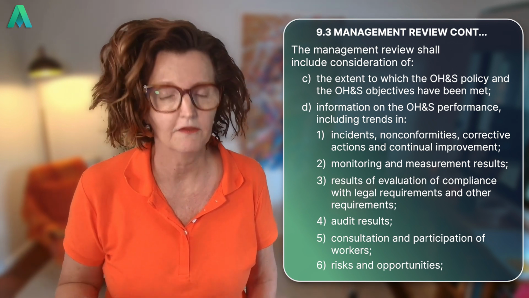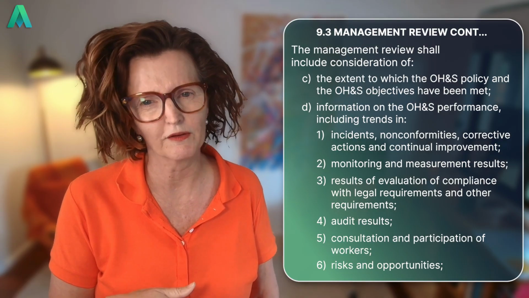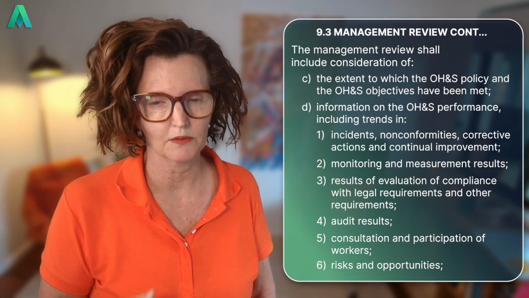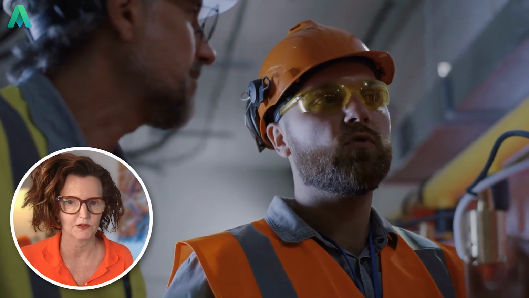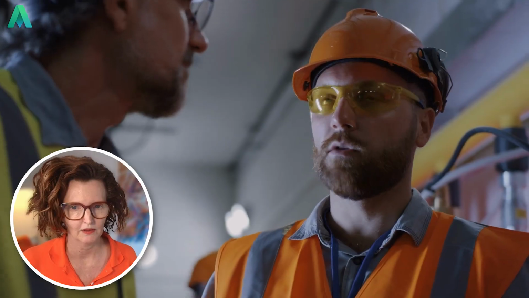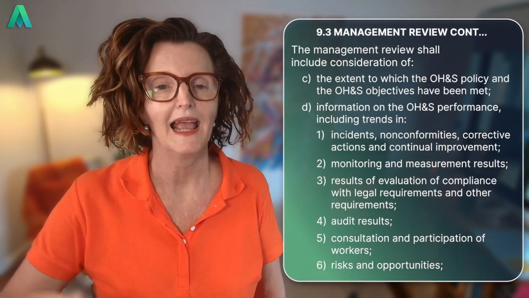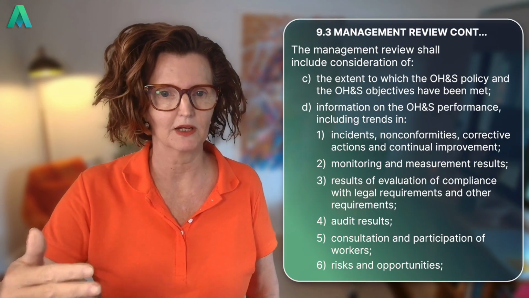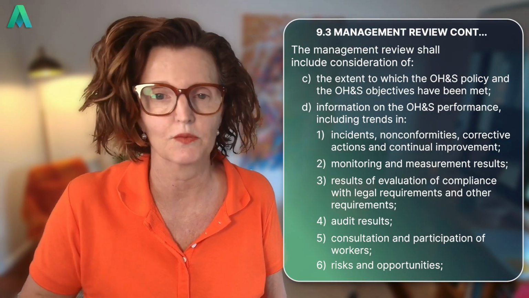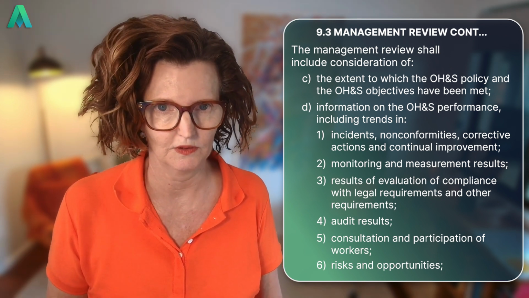Then number 5, consultation and participation of workers. So that goes back to clause 5.4. So there's specific areas where workers need to be consulted with and be part of decision making as participation. So how is that process going? How are they involved? What's been the outcome of this? All right. And again, just like the previous section, this all leads into risks and opportunities. As a result of this, are there new risks? Are there new opportunities?